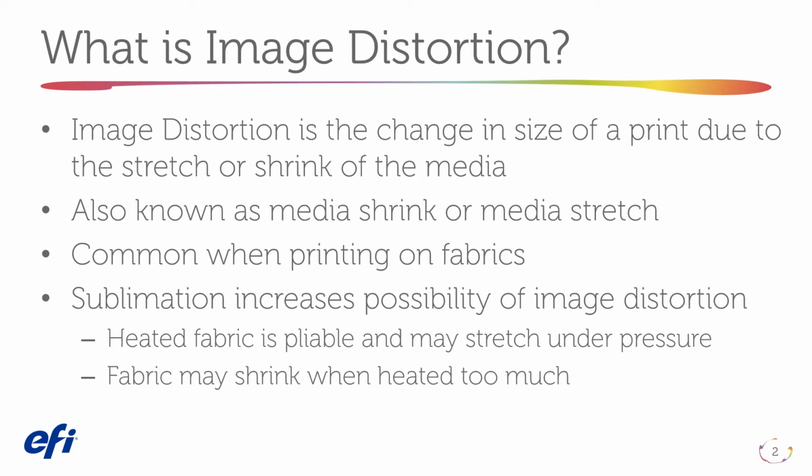Image distortion is the change in size of a print due to the stretch or shrink of the media. It is also known as media shrink or media stretch. This is most common when printing on fabrics. The sublimation heat process can cause image stretch distortion when heated and put under pressure, or the process can cause shrink image distortion when heated too much.